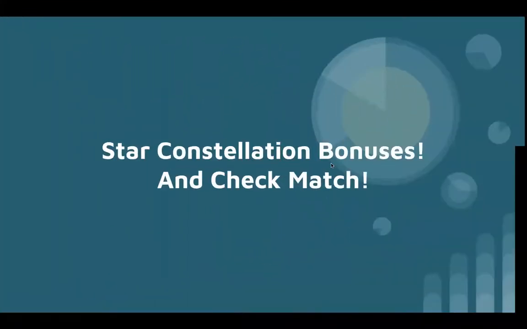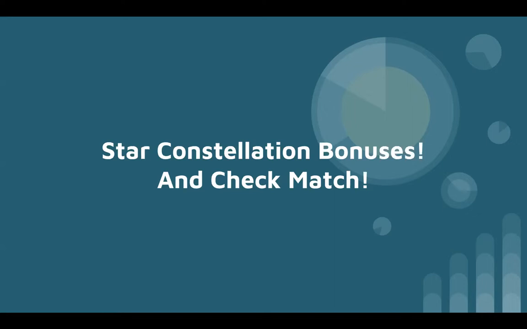Now, here is part 3. Now, this is going to get in depth. Remember, your level 1 and level 2 is for your residual income. That's that income that comes every single month, whether you like it or not. We call it mailbox money, okay? That was part 2. Now, here comes part 3. We call this the star constellation bonuses and the check match.